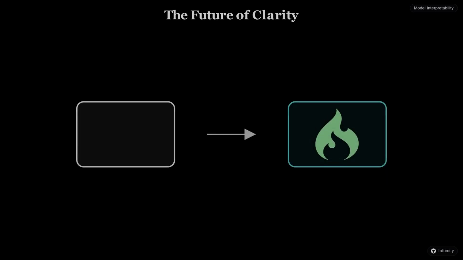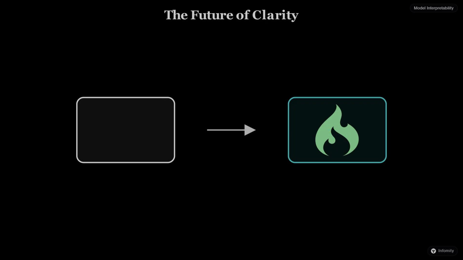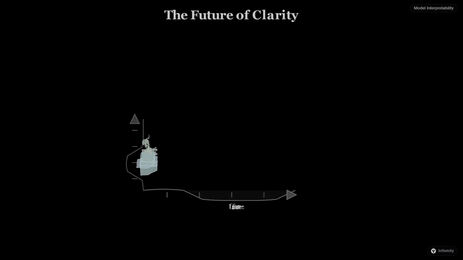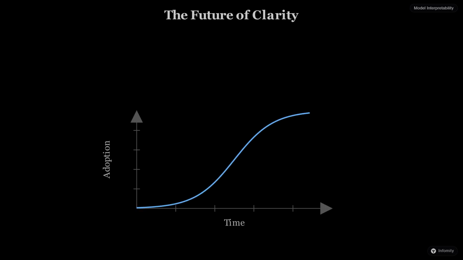We have seen how moving from an opaque black box to a transparent glass box fosters trust and allows for vital debugging. By prioritizing interpretability, we ensure that our models are not just powerful, but also responsible.